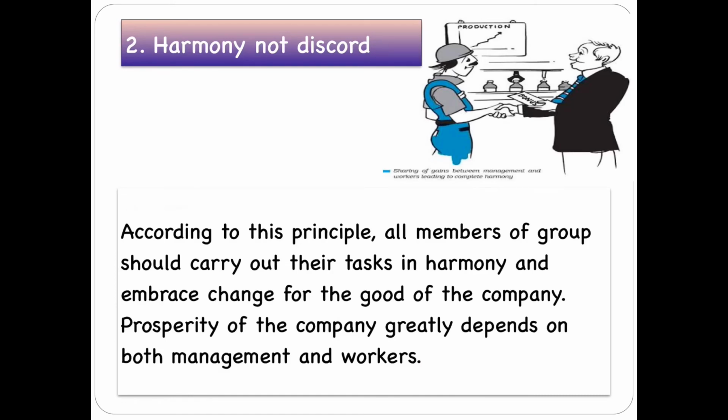And now, Taylor suggests the second principle, harmony, not discord. According to this principle, all the members of the group should carry out their task in harmony and embrace change for the good of the company. Prosperity of the company greatly depends on both management and workers. So there should be absolute understanding and harmony between workers and management, keeping in mind both management's expectations and workers' expectations. Management should share the gains of the company, if any, with workers. In return, workers should work hard with discipline and loyalty. So there should be a mutual understanding between both the workers and the management.